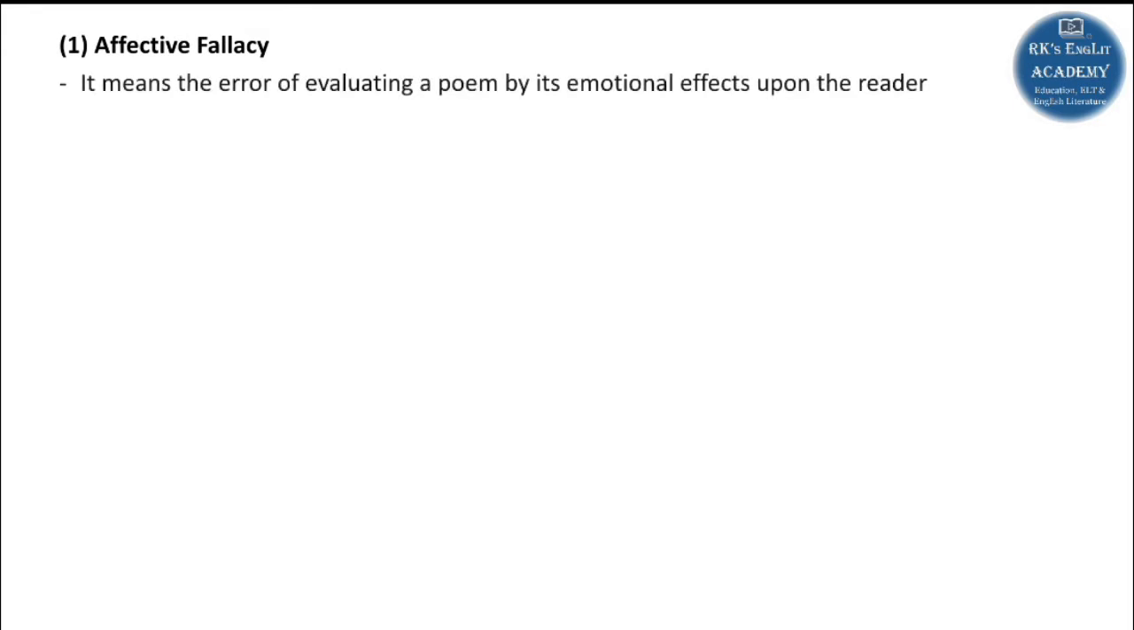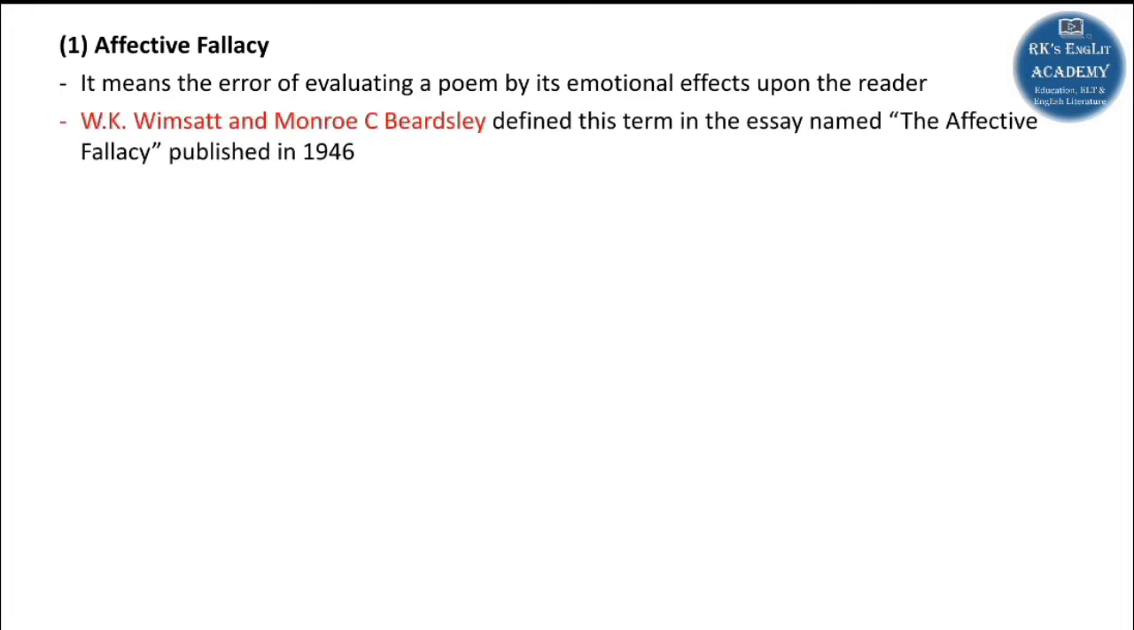First one, affective fallacy. It is a very important term, friends. It means the error of evaluating a poem by its emotional effects upon the reader. W.K. Wimsatt and Munro C. Beardsley defined this term in the essay named The Affective Fallacy, published in 1946.